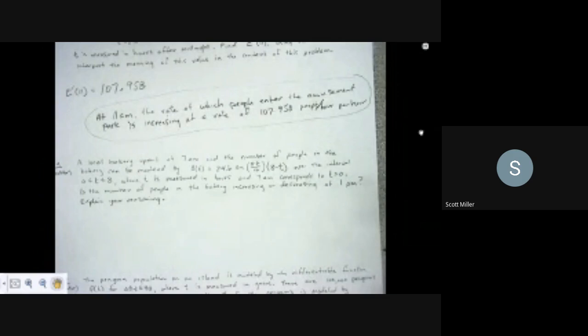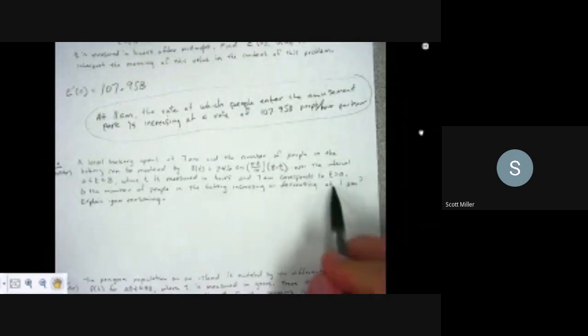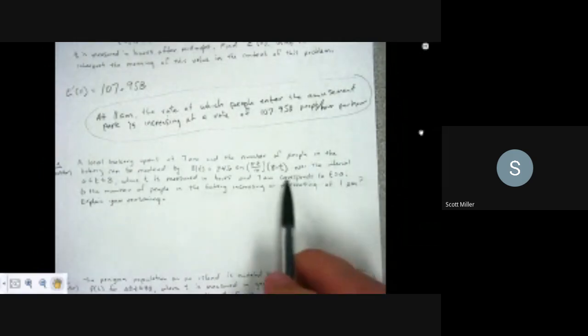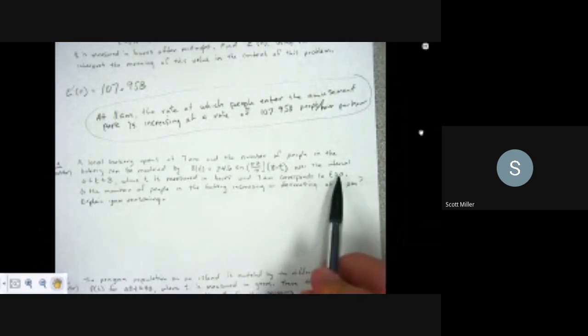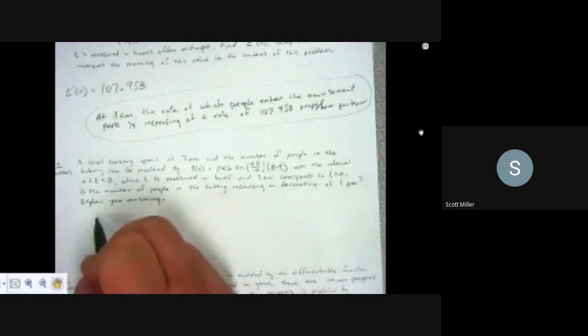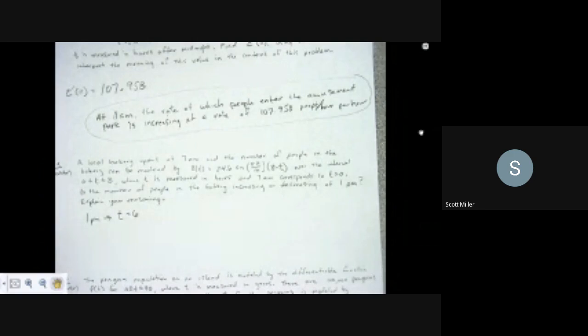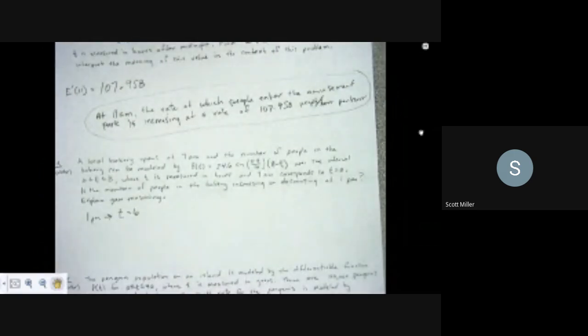Explain your reasoning. Okay? So, a couple things we have to do here. Number one is we have a time that we're looking at, 1 p.m., but that is a time, and I need to correspond it to a value for T in this equation. Since 7 a.m. is 0, then 1 p.m. corresponds to what value of T? It corresponds to 6. Okay? And so we're going to use that number in our problem.